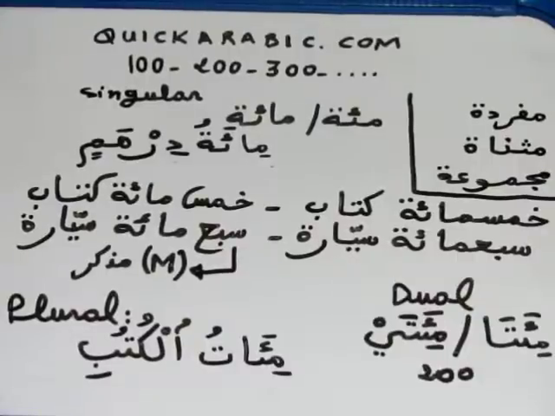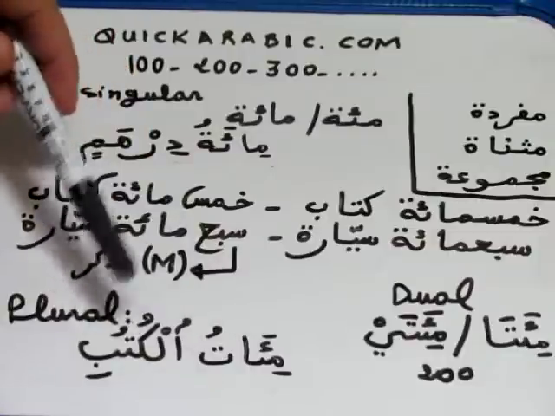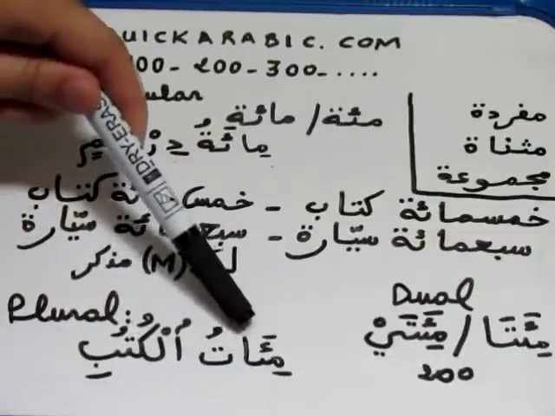Same thing for Arabic. When we don't know the exact number and the number is in hundreds, we say مئات الكتب. We use the plural form, مئات الكتب.